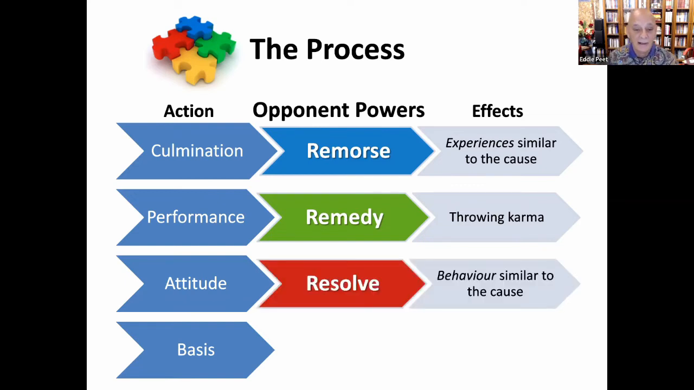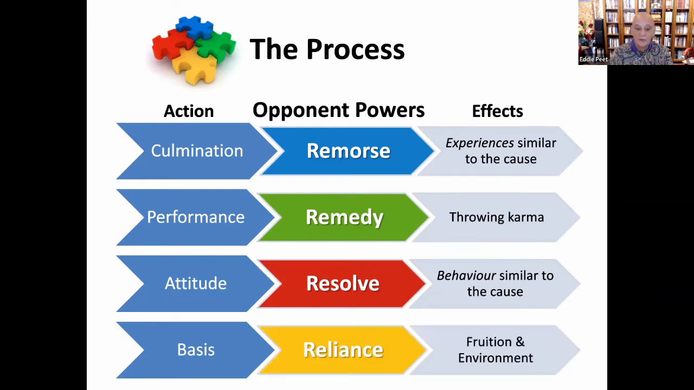In terms of the attitude and the three parts that make it up, this resolve, then of course the behavior stops. And basis, of course, reliance, the three jewels and bodhicitta. This prevents you having the fruitional result, the rebirth result with the accompanying environment of that rebirth.